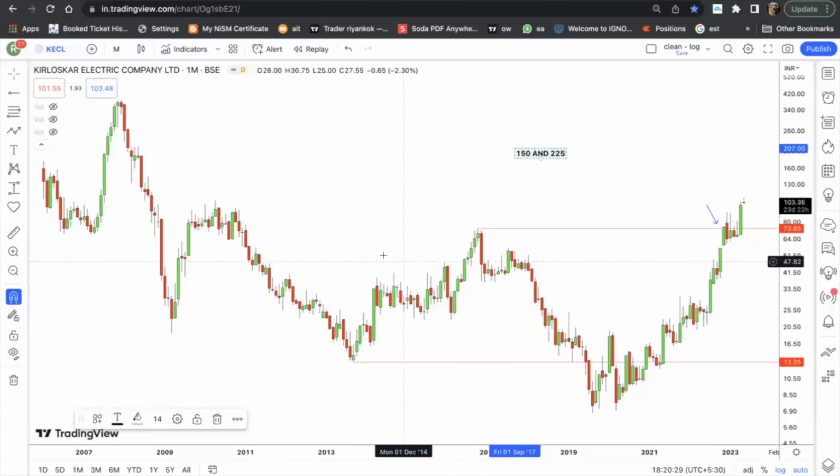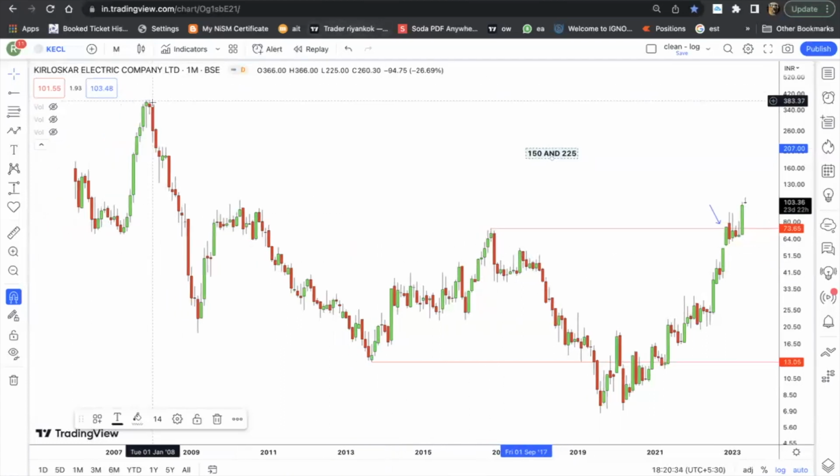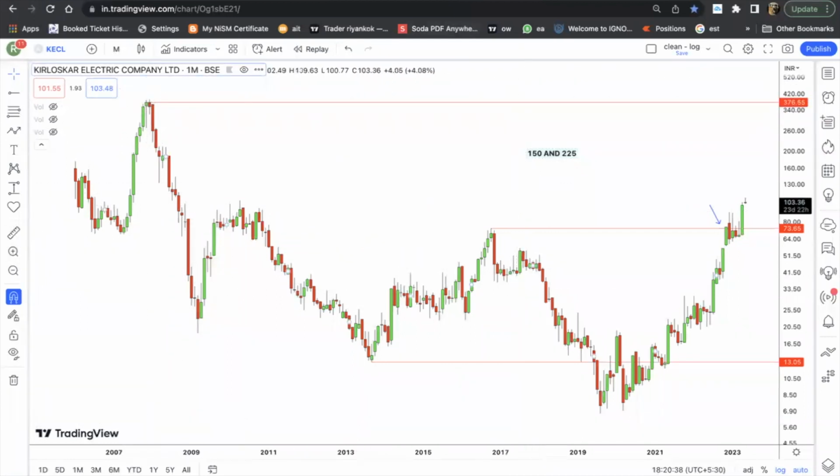But seeing the strength of this chart, and as I saw on HBL Power, I am considering my target to be the all-time high, which is somewhere around 375. I'm so sorry.